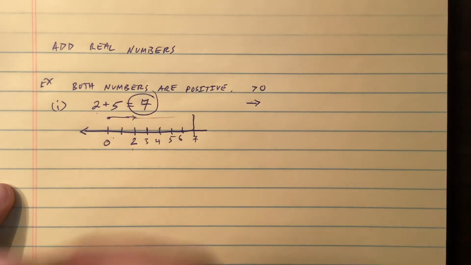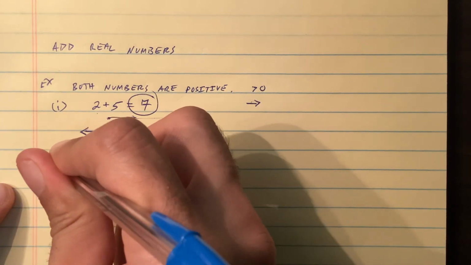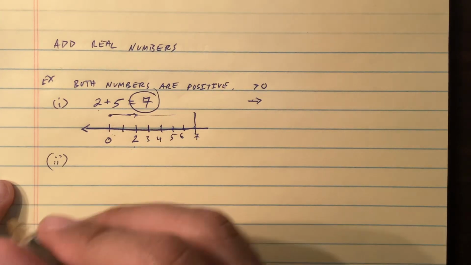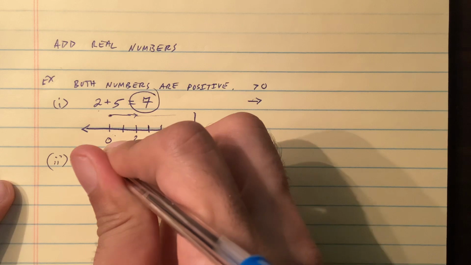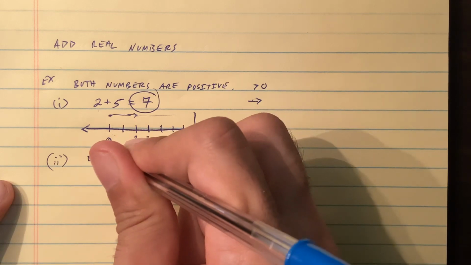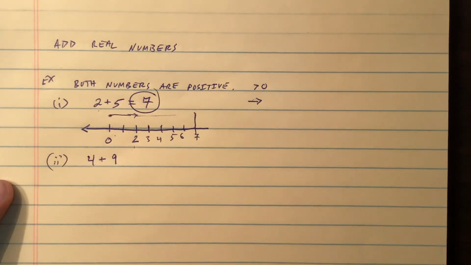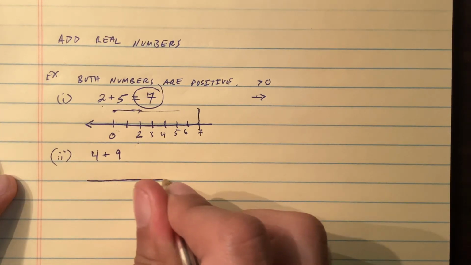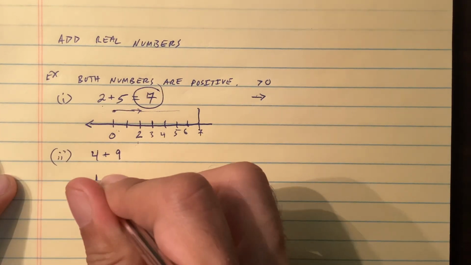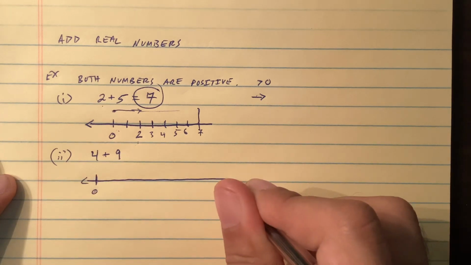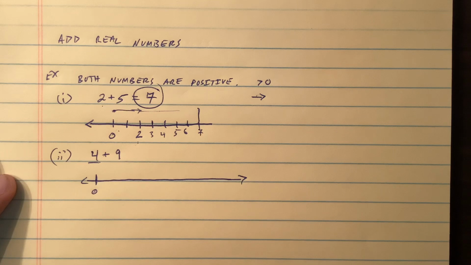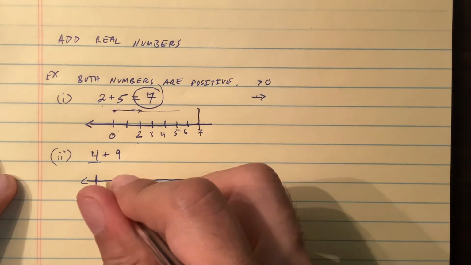All right, we'll do one more like this. And for this next example, let's go ahead and say we have 4 plus 9. Okay, same idea. We'll make our number line. We'll have 0, and our first number is 4. It's a positive 4, so we're going to move to the right by 4.